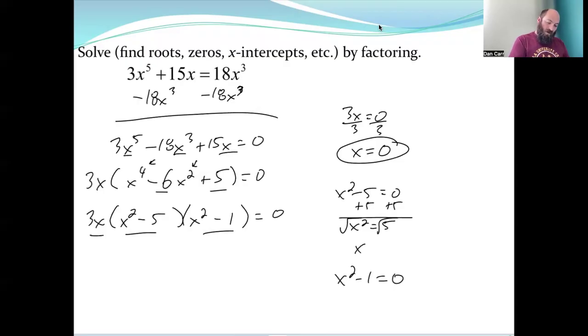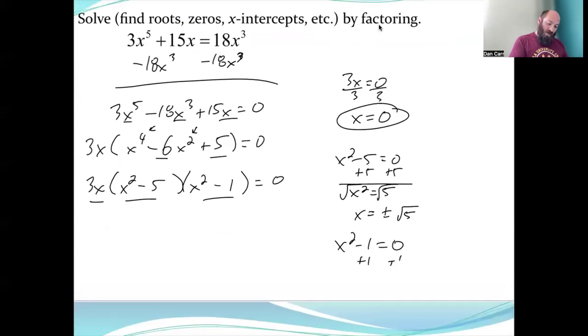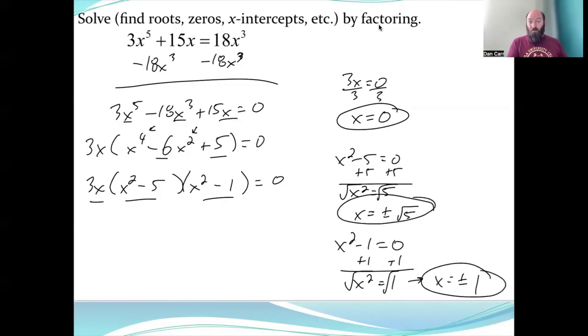Okay, so that's going to give me x is equal to plus or minus square root of 5. And then for the last one, I'm going to add 1 to both sides. So x squared equals 1. So if I square root that, that turns into x equals plus or minus 1. So I have a total of 5 solutions here. I've got 0, I've got plus or minus root 5, and I've got plus or minus 1. Just make sure you understand that's 5 total because of the plus or minus signs.